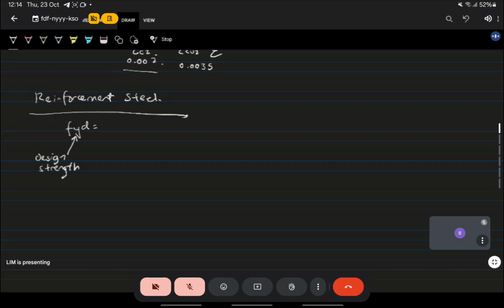Gamma S, you still remember? This is the partial safety factor for steel, which is how much? You remember? It's not 1.5. 1.5 is concrete. For steel, how much? You still remember? Last week from my slides. How much? Anyone? I show it in my slide. There's like a little table on my slide. Anyone?